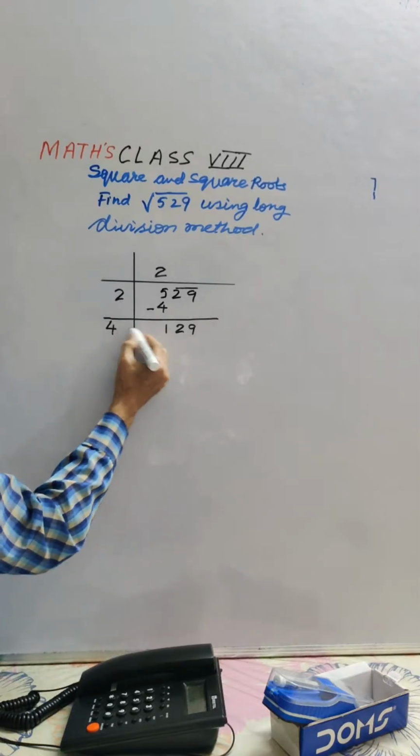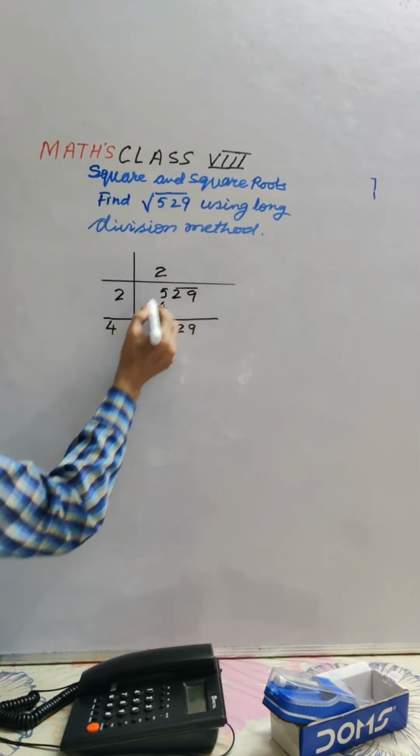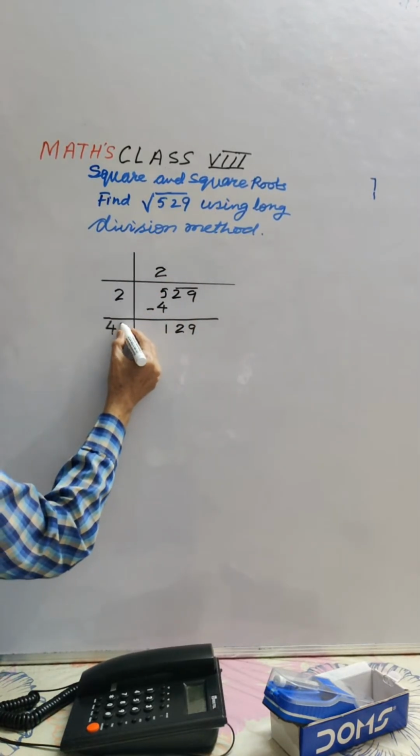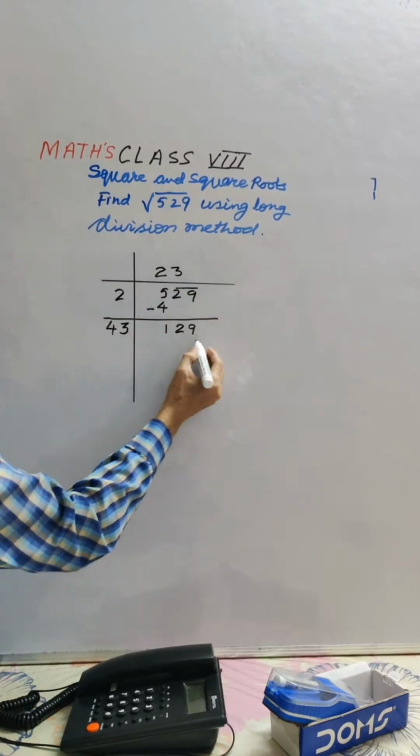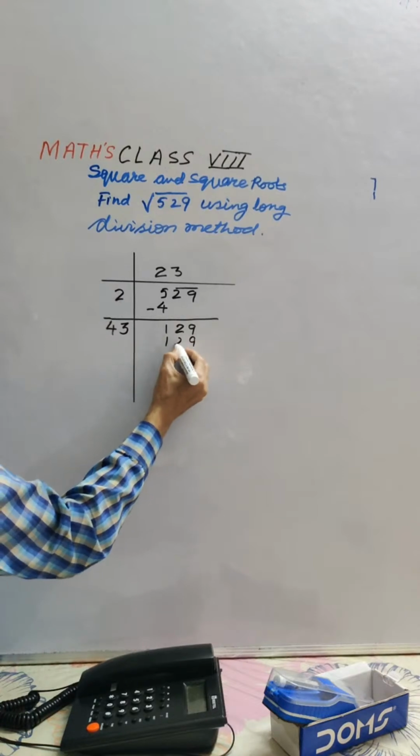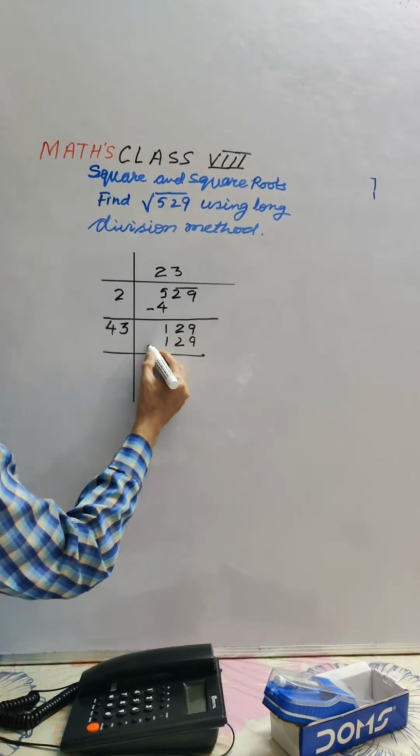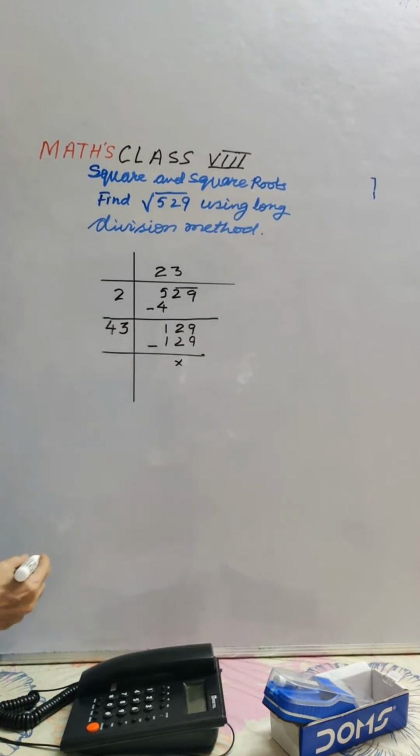Now 3 3s are 9. We multiply 3 by 3, we get 9. So we shall take 3. 3 3s are 9 and 3 4s are 12. It is correct. We are getting 0. This way, square root of 529 is equal to 23. Square root of 529 is 23.